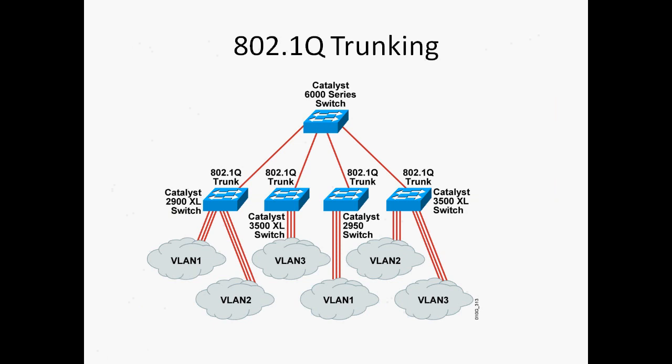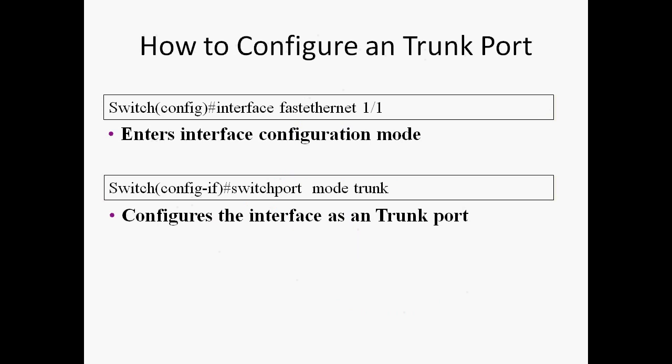802.1Q trunking. If a switch is connected to another switch, that port is created as a trunk port. If a switch is connected to a PC, server or Cisco IP phone, that port is created as an access port. So here we give trunk. If the switch is connected to another switch, that port we create as a trunk port. How do we configure a trunk port?